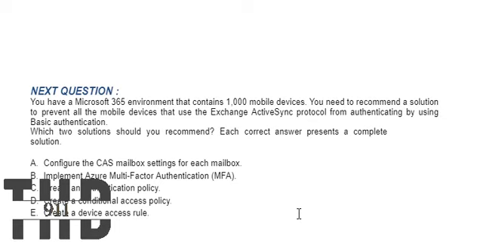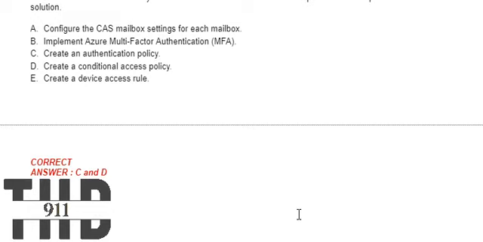Option A, configure the CAS mailbox settings for each mailbox. Option B, implement Azure multi-factor authentication. Option C, create an authentication policy. Option D, create a conditional access policy. Option E, create a device access rule. The correct answers are option C and D.